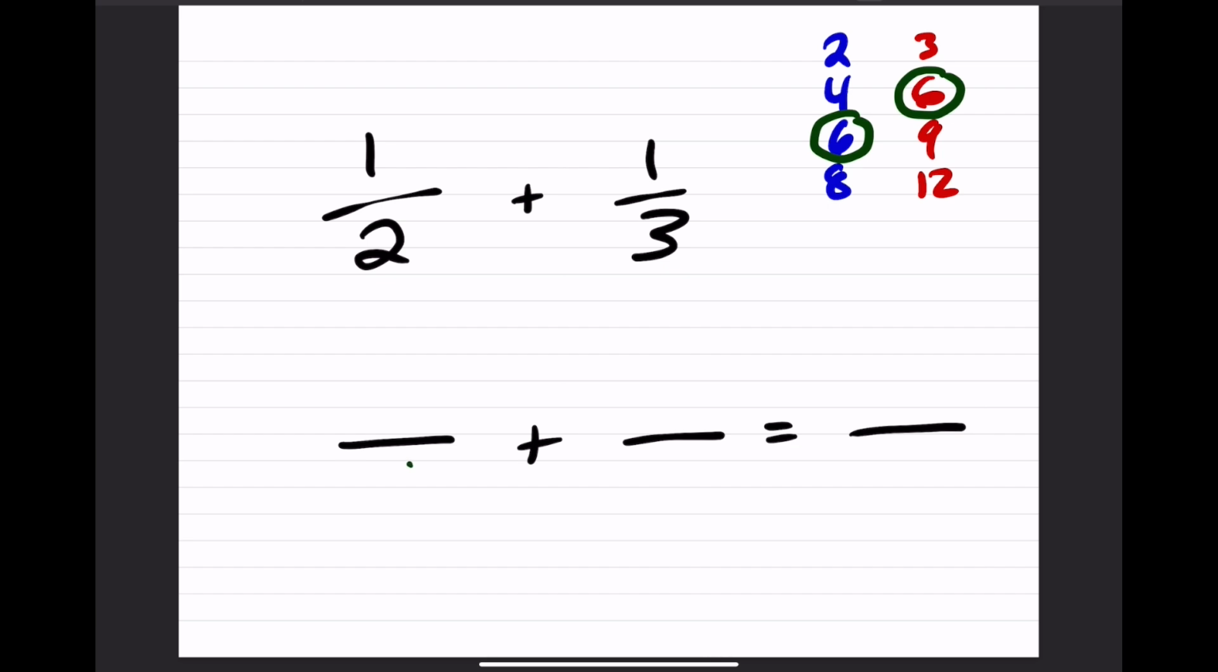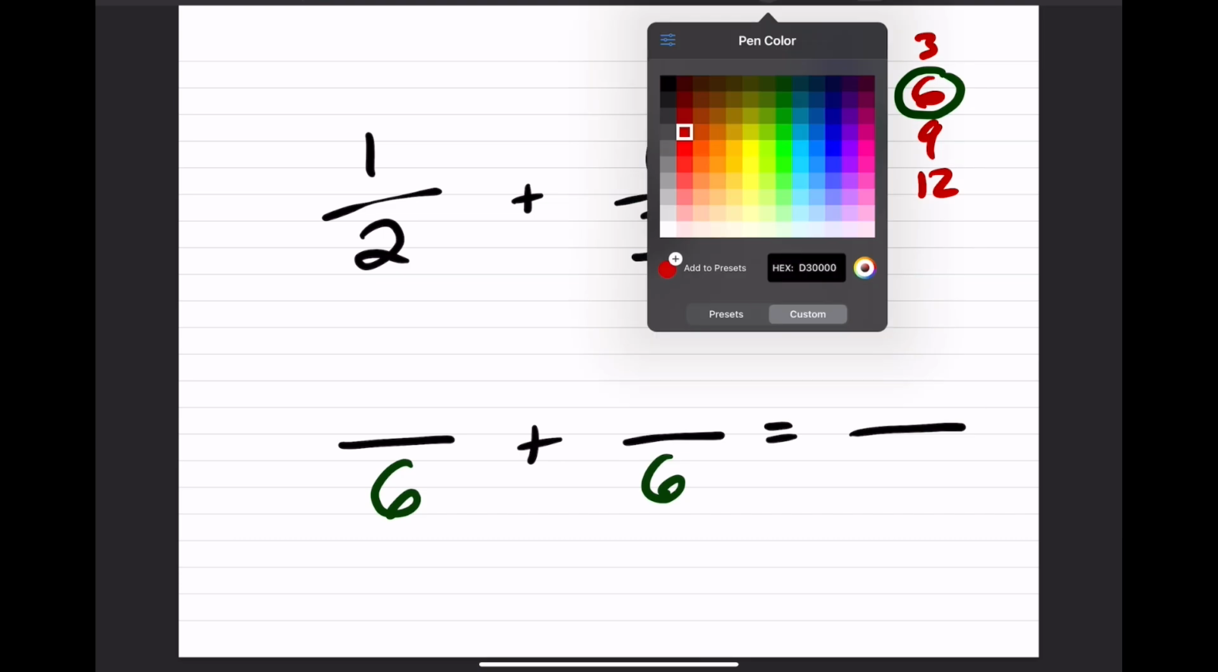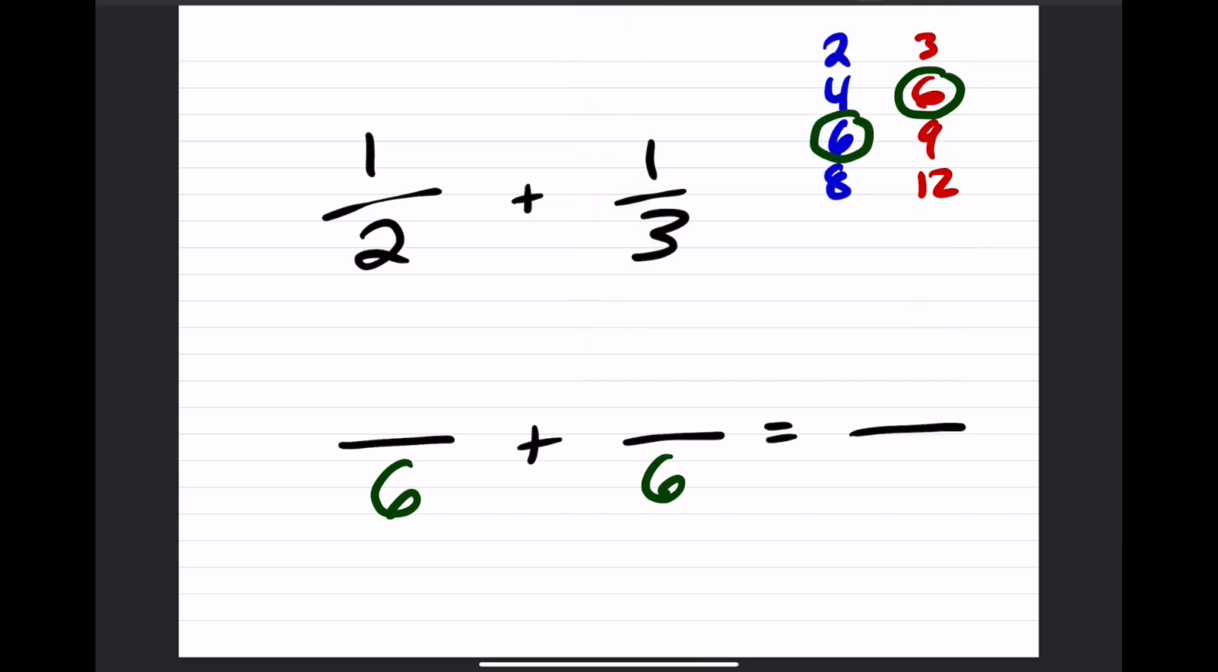So I'm going to try to convert these to both be over 6. We're going to do that by multiplying. Whatever we multiply the denominator by, to convert it, we have to also multiply the numerator by. So in order to turn the 2 into a 6, we're timesing it by 3. We're going to do the exact same thing on the top. So 1 times 3 gives me 3. 2 times 3 gives me 6.